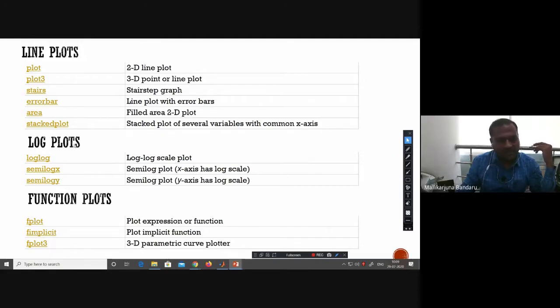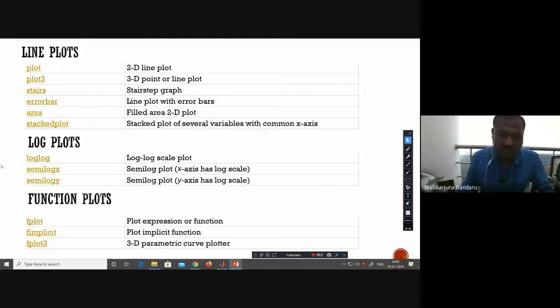Next, log plots can also be used to verify the error of certain numerical techniques. And function plots. That means suppose we know exactly a certain expression. How do you visualize that expression? Maybe that is a 2D or 3D expression.